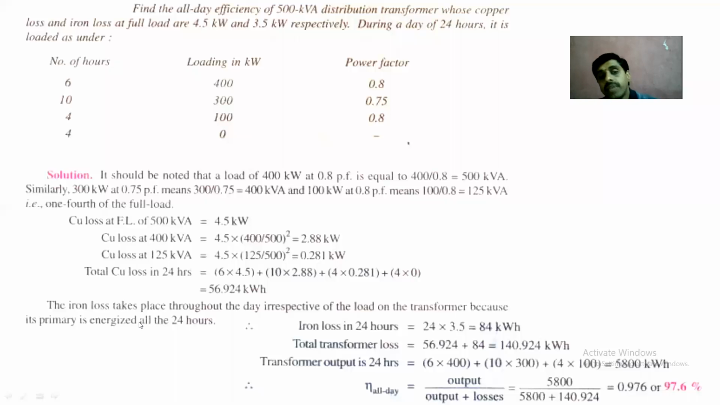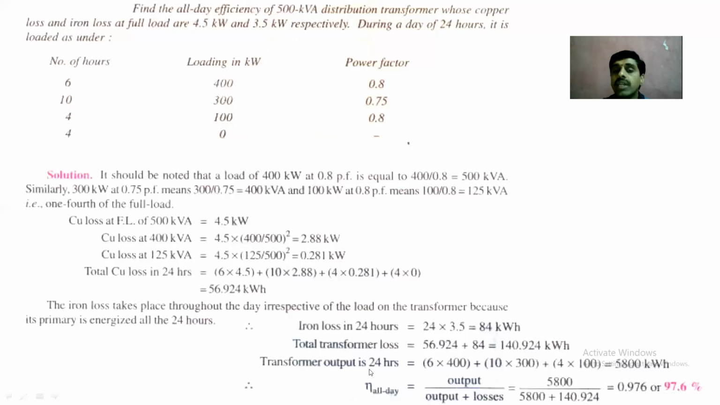So iron loss, if you take throughout the day, irrespective of the load, the iron loss is same. So that's why for 24 hours, what is the loss given? 3.5 kilowatt. For 24 hours, it is 24 into 3.5, 84 kilowatt hours. So iron loss can be calculated for 24 hours. Either no load condition or load condition, iron loss is constant. That's what we discussed in the all day efficiency. Therefore, total transformer loss equals, for 24 hours, what is the copper loss, plus for 24 hours, what is the iron loss?